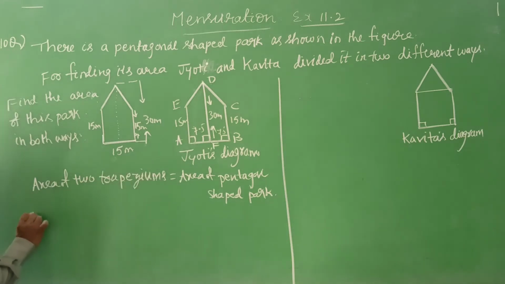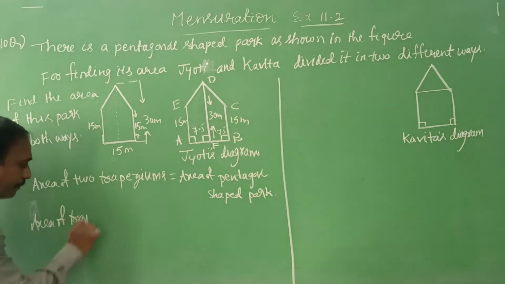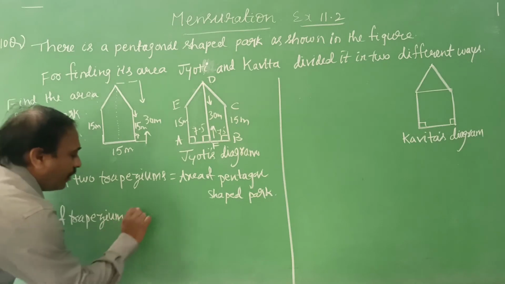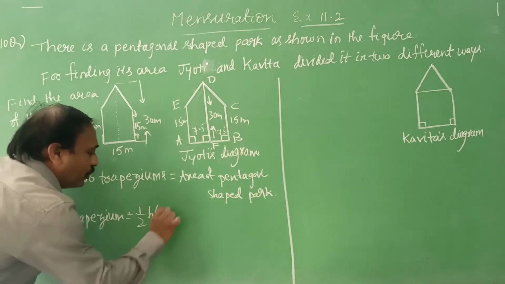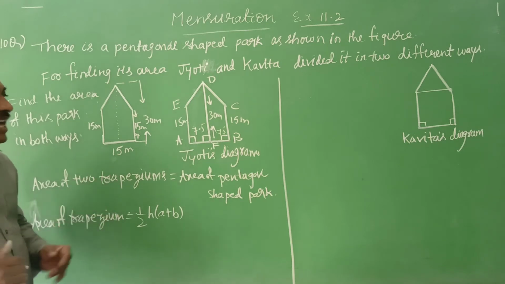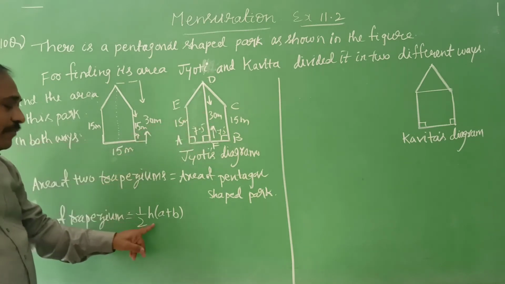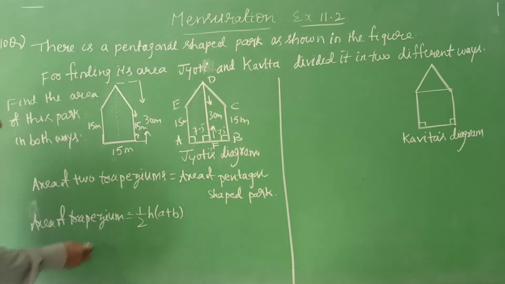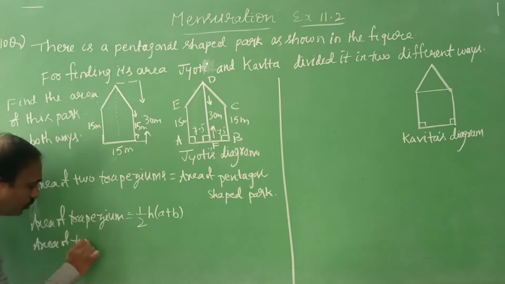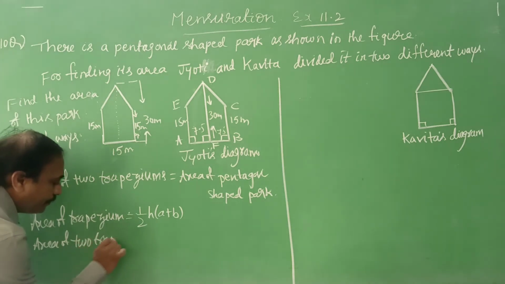So area of trapezium is equal to half h into a plus b. Like that, how many trapeziums do we have? 2 trapeziums. This is only for one, so into 2 you have to do. So area of 2 trapeziums.